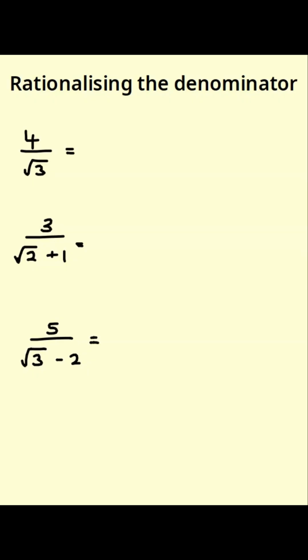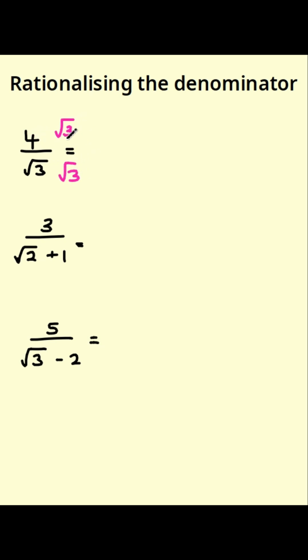A surd is an irrational number, and we do not have irrational numbers as a denominator. This topic, rationalising the denominator, means turning the denominator into a rational number. Basically, we need to get rid of the surd. How do we get rid of a surd? We multiply the top and the bottom by that surd.